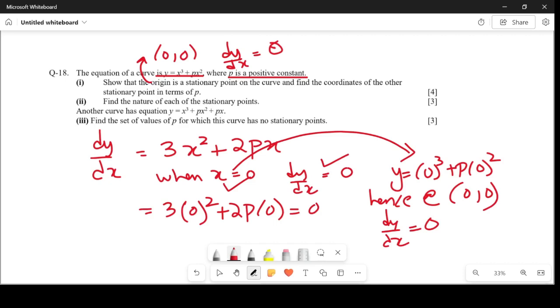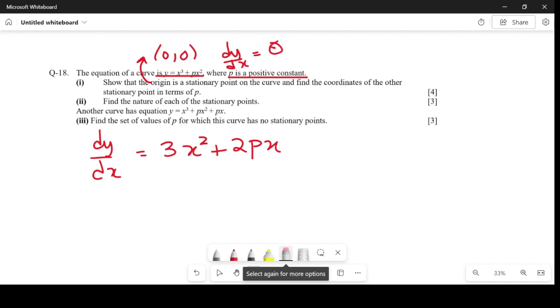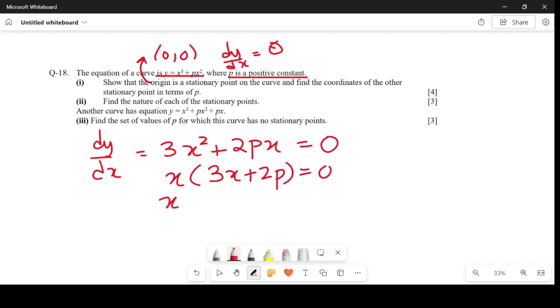So (0, 0) must be a stationary point. Okay, now we need to find the other stationary point of this equation. For that, we equate dy by dx to 0. Now we have to find x in terms of p and also y in terms of p. Let's factorize the left hand side. x common, we get x times (3x plus 2p) equals 0. We get x is equal to 0, and we get x is equal to minus 2p upon 3.